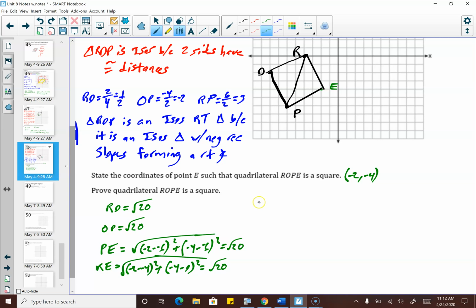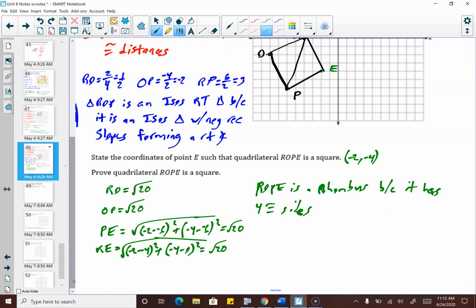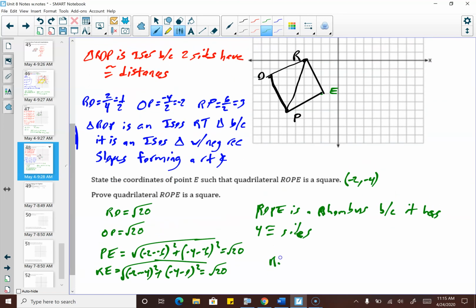So what have we proved so far? So we've proved ROPE is a rhombus because it has four congruent sides. So now what do we have left to show? Well, we have to show that there are two adjacent sides that form a right angle. So what I'm going to do is pick RO and OP to find my slopes. So if I can find the slopes of RO and OP and show that they are negative reciprocals of each other, I will have myself a square.